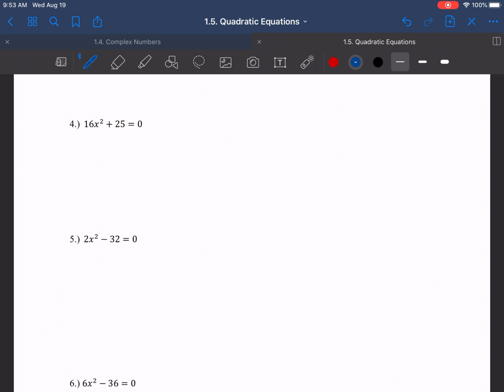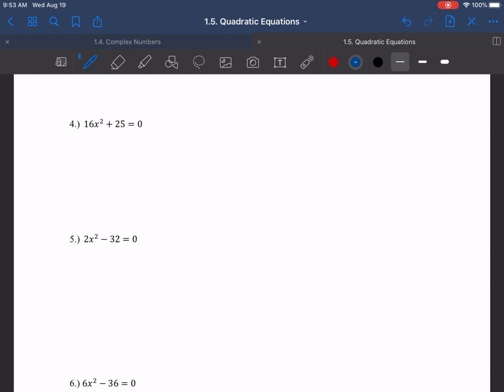After this is just some practice problems for you to try. I want to encourage you to go through and try them both using the quadratic formula and also using just regular old, whatever method you want.